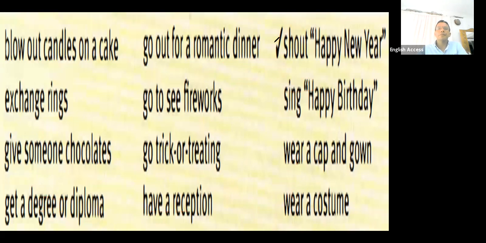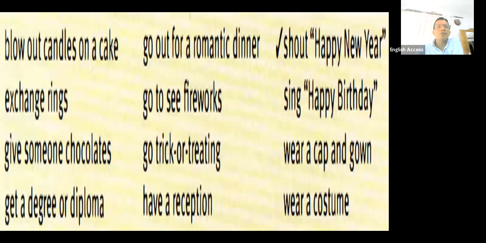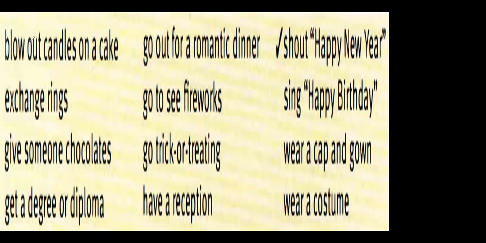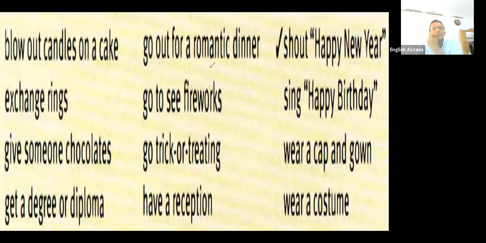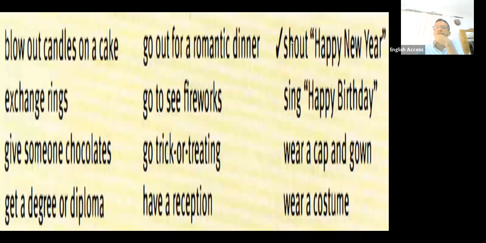Then, you learn this vocabulary. Alejandra, can you start reading the vocabulary, please? This might be on the test, in the exam. Blow out candles on a cake. Do you know the meaning, right? Blow out, that's candles. Continue. Exchange. Blow out for a romantic dinner. So happy New Year. Shout.